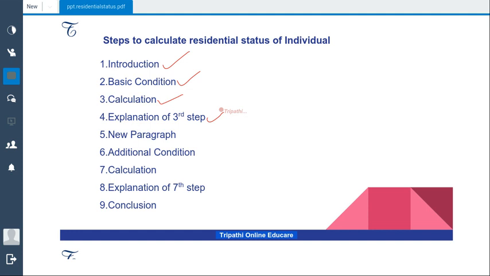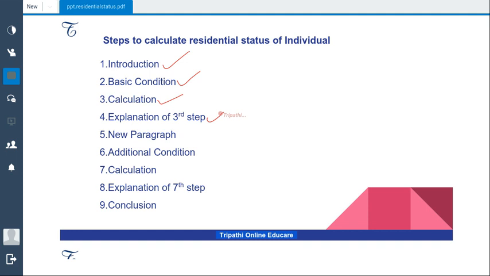Actually, for how many days he was in India, whether he was in India for 182 days or not, if not 182 days, whether he was in India for 60 days or not, whether he was in India for 365 days or not in the 4 preceding previous years. All this you will have to explain in this step. Now in this step, you will come to know whether he is resident of India or non-resident of India.